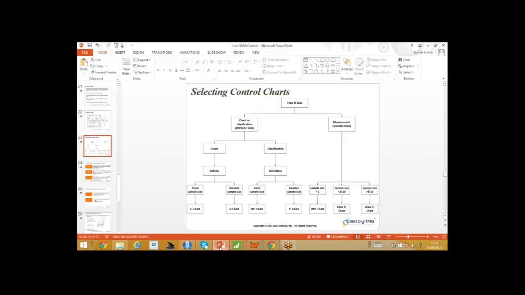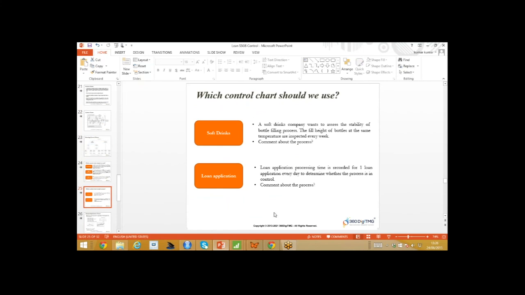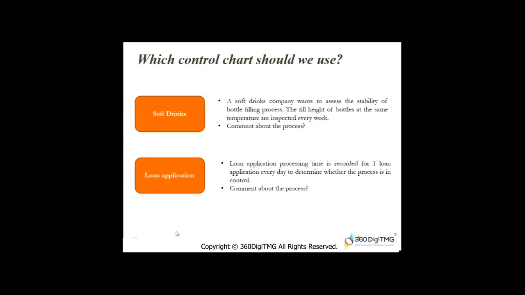All right, now we have one last test which we need to perform, the loan application. One last case study which we have to crack now. Loan application. The loan application processing time, here itself, the thought should click, right? It should strike you and say, hey, we are speaking about continuous data, variable data here. Loan application processing time is recorded for one loan application every day to determine whether the process is in control or not. Comment about the process.